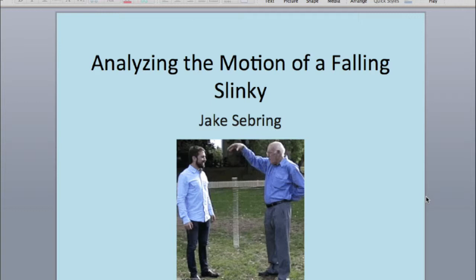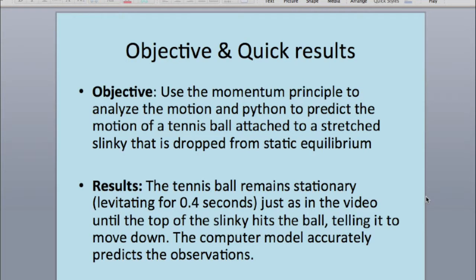A quick overview of the results. The tennis ball remains stationary, levitating for approximately 0.36 seconds, just as in the video, until the top of the slinky compresses fully and hits the bottom, forcing the ball and the slinky to fall down to the ground. The computer model accurately predicts the observations.